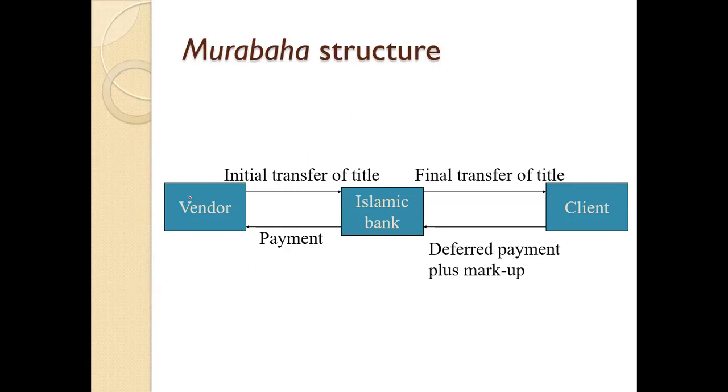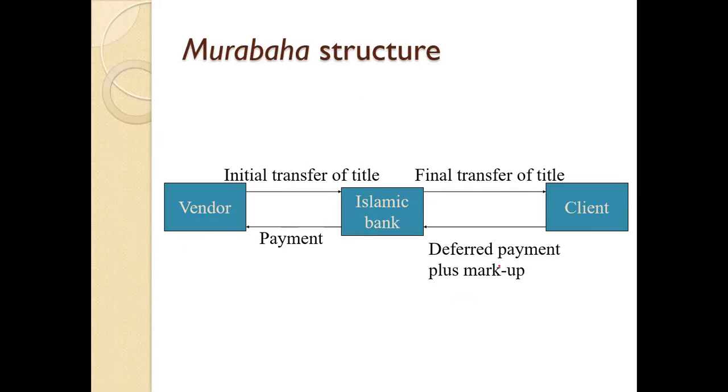You can think of the exporter here in place of vendor, or you can simply think of a supplier. And the Islamic bank is here, and here I am the client. I would be the importer if I didn't take help from the Islamic bank. But here the Islamic bank is working as an importer on behalf of me, and I am the client here. And I didn't engage in the transactions made between the exporter, vendor, supplier, and the Islamic bank. The initial transfer of title is made by the vendor to the Islamic bank when the payment is cleared by the Islamic bank to the vendor.